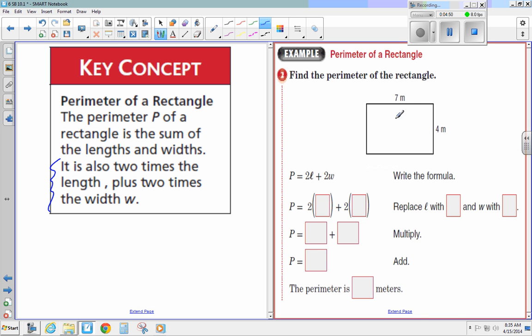Find the perimeter of the rectangle. Well, here's the formula that we just got done writing down. The length is 7. The width is 4. 2 times 7, 2 times 4. Adding them together. Therefore, the perimeter is 22 meters.